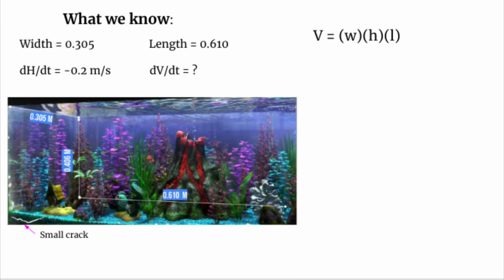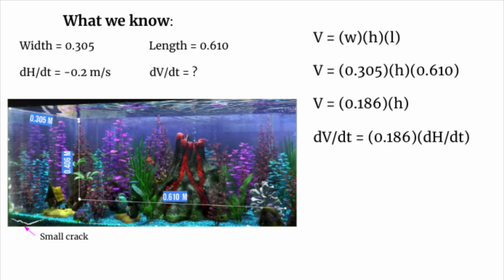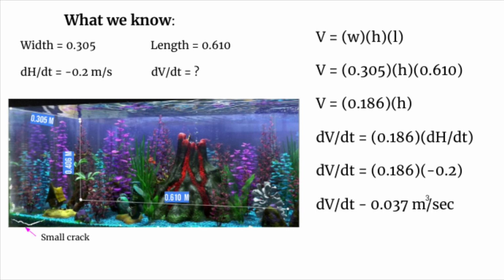We started with the equation for volume of a rectangular prism. Since we were given values for width and length, we were able to simply plug in those numbers to the equation. We took the derivatives of the remaining variables, and that allowed us to plug in another value to our problem, dH/dt, the rate at which the water level was decreasing. After this, all that was left was to multiply the two values, which left us with our answer, that dV/dt, the rate at which the water is being drained from the tank, is negative 0.037 meters cubed per second.